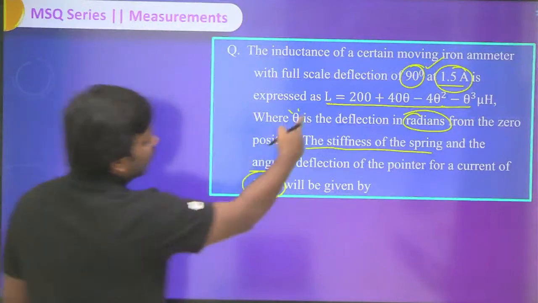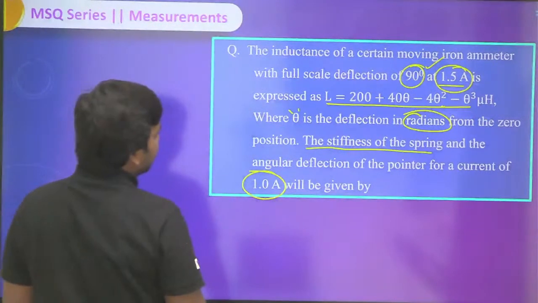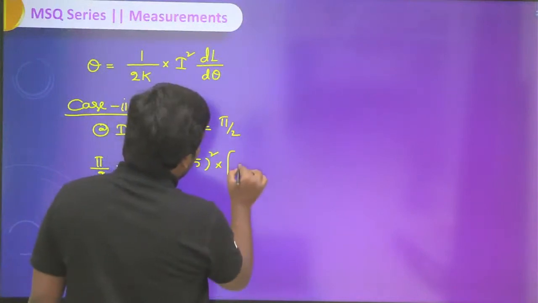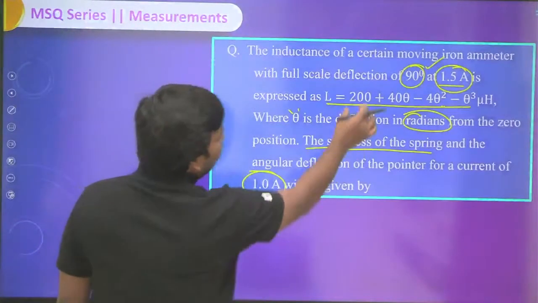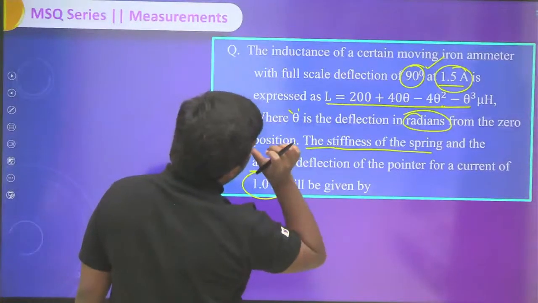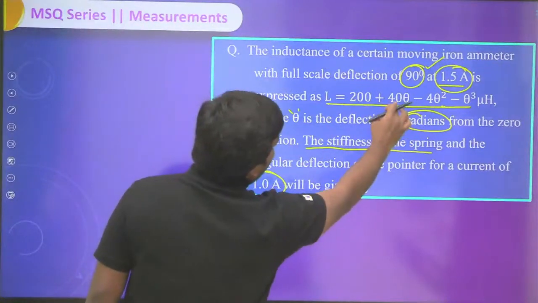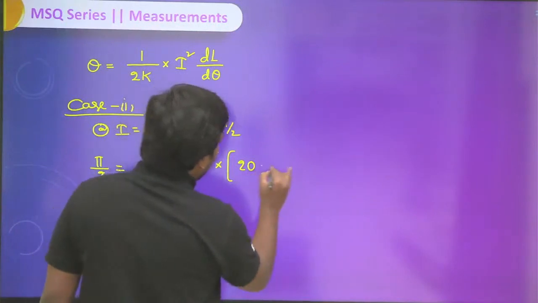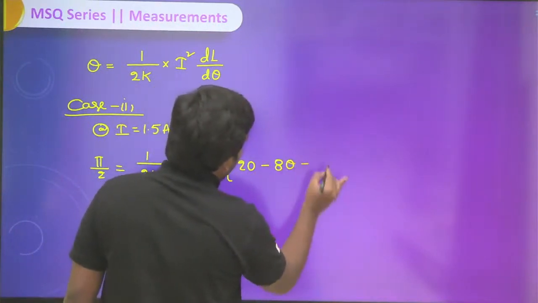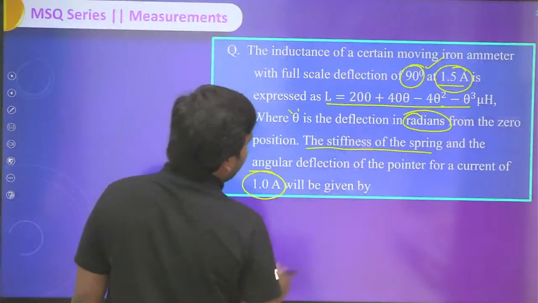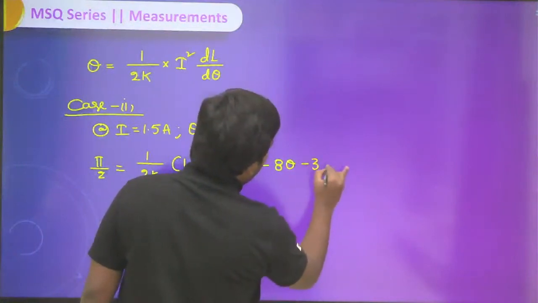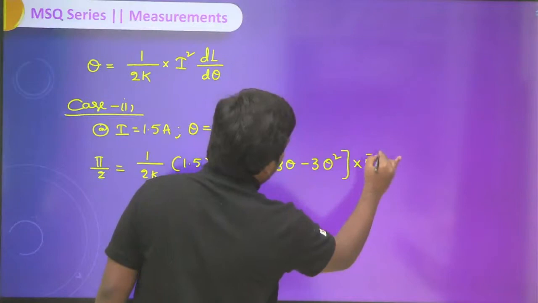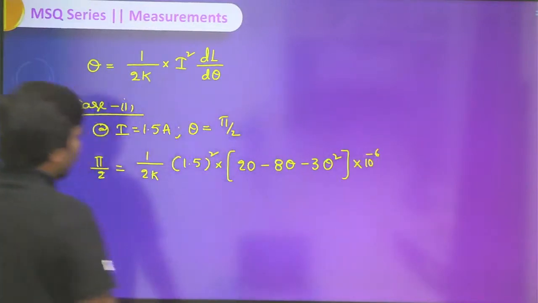What is that? Differentiate this one. If you differentiate the inductance with respect to theta, what will you get? First of all, 200 is a constant term, so it will not affect anything. 40 theta, if you differentiate, it will become 40, minus 8 theta, and then minus 3 theta square, into 10 to the power of minus 6. That's the whole point of the discussion.